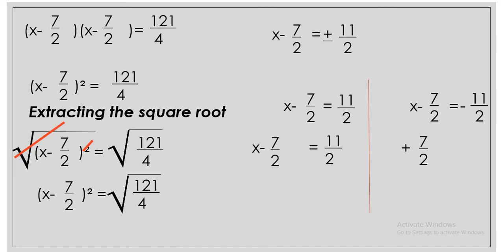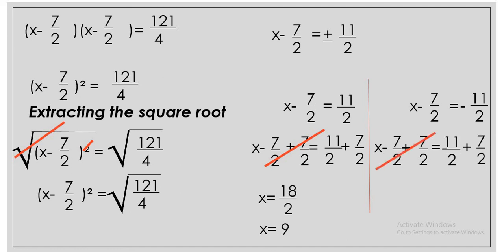Since we have negative 7/2, we will add both sides by positive 7/2 to cancel this part. So your x is 11/2 plus 7/2, which is 18/2. How? Just add the numerators and copy the denominator. Let us simplify. So, your x is 9. In this part, you have x minus 7/2. Then add both sides by 7/2 and cancel. So your x is negative 11 plus positive 7 is negative 4. Just copy the denominator.